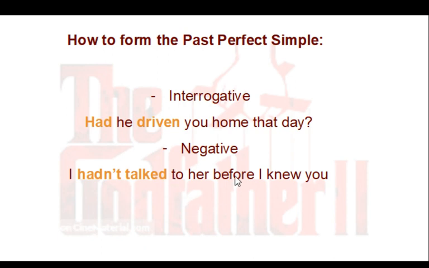And for negative sentences, as always, we add not to the auxiliary, to had in this case. Remember, contraction is also only for informal writing and for spoken language. Otherwise, we can just keep it separated. I had not talked to her before, mostly for formal context, but most often we tend to contract it to n't. I hadn't talked to her before I knew you.